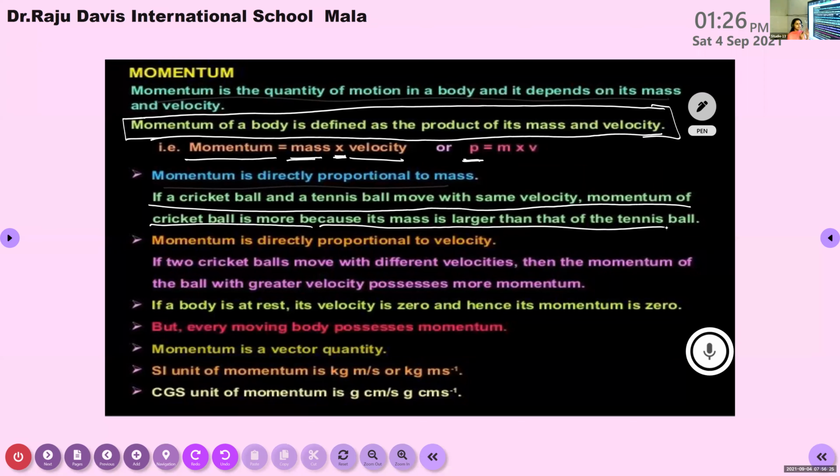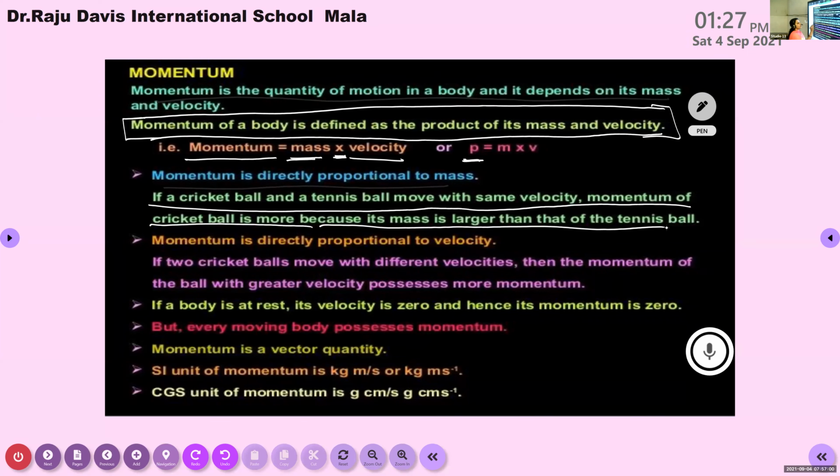So instead of a cricket ball and a tennis ball, we compare a real car and a toy car. When comparing a real car and a toy car, the real car possesses greater momentum. Why? Because it has more mass. Yes, because it possesses greater mass. Similarly, the cricket ball possesses greater momentum than the tennis ball because it possesses larger mass.